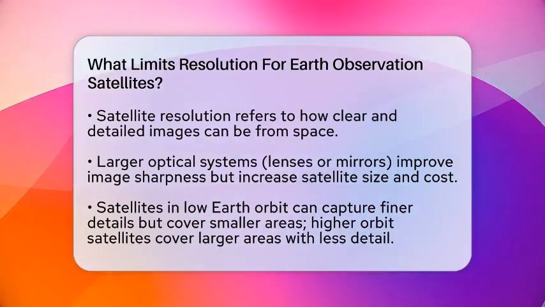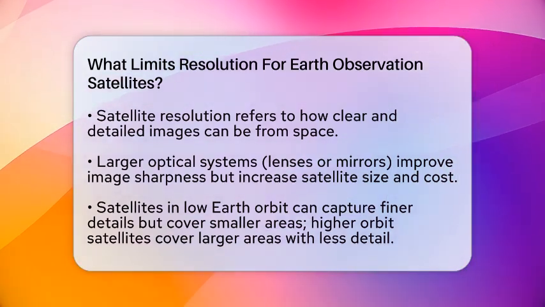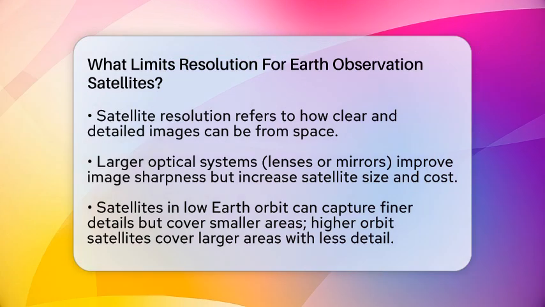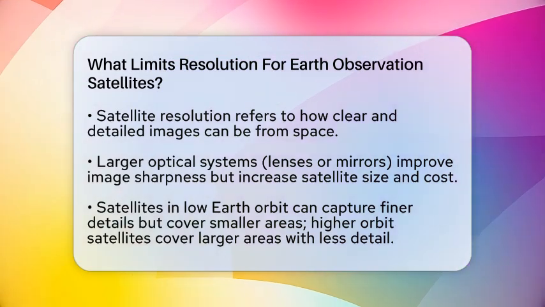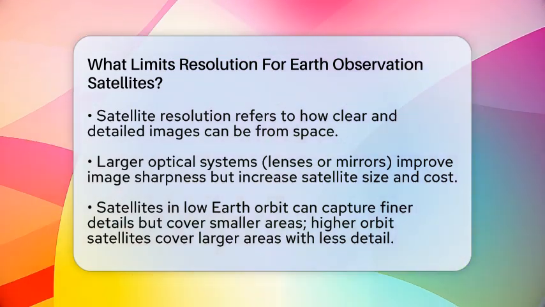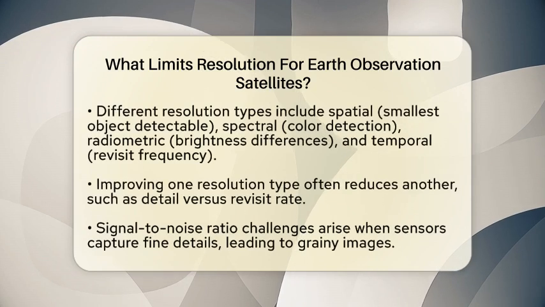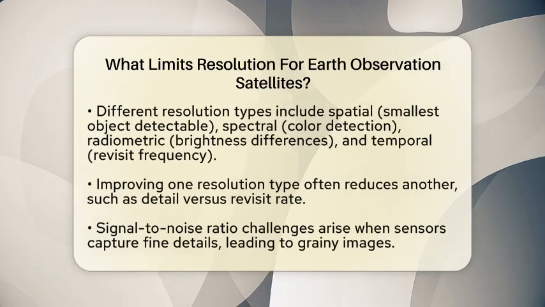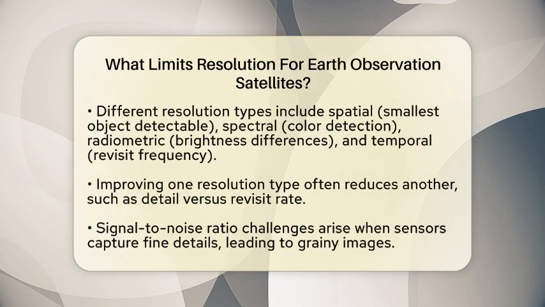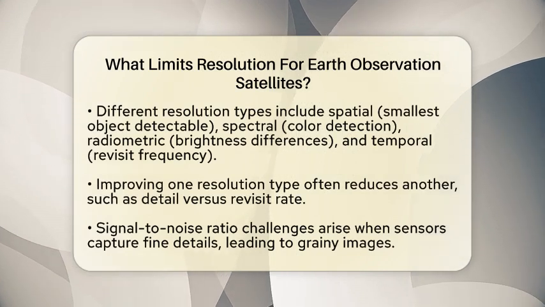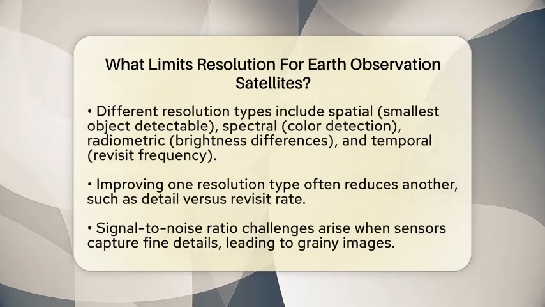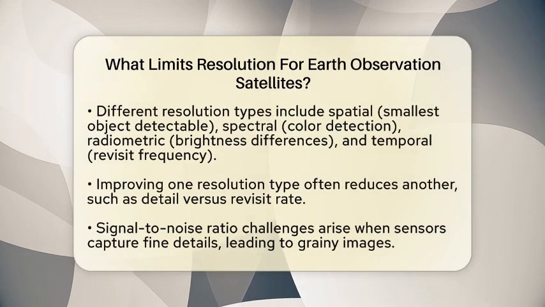The satellite's altitude also matters. Satellites in low Earth orbit, which are closer to the ground, can see more detail because they are nearer, but they can only cover small areas at a time. Higher orbit satellites cover larger areas but with less detail. There's a constant balancing act between different types of resolution.